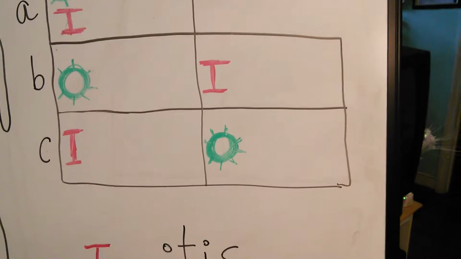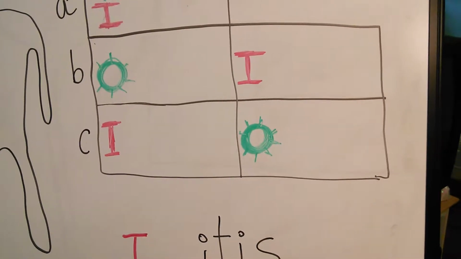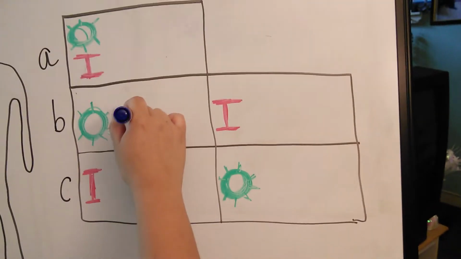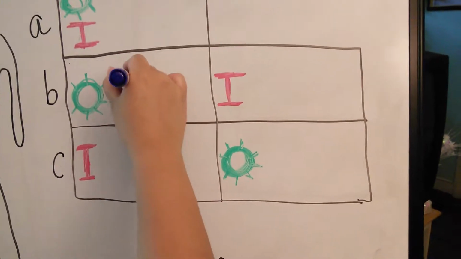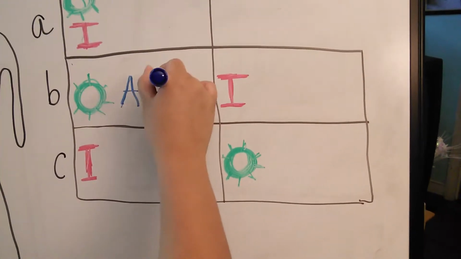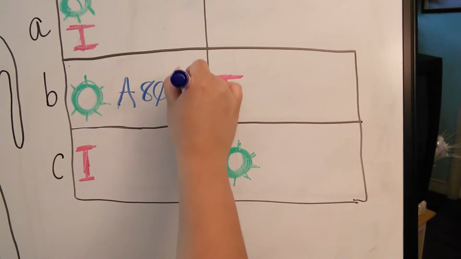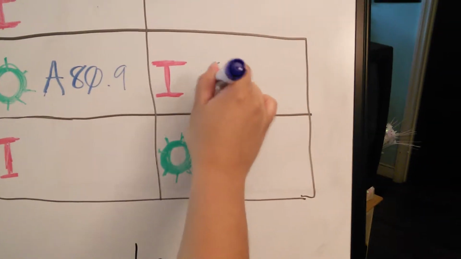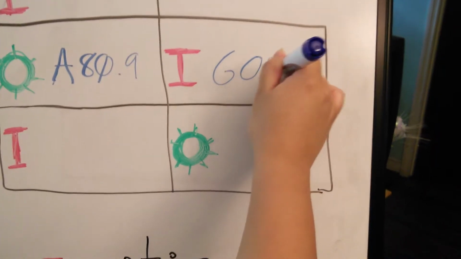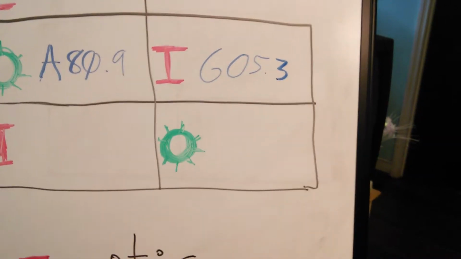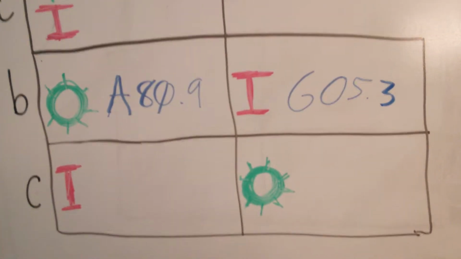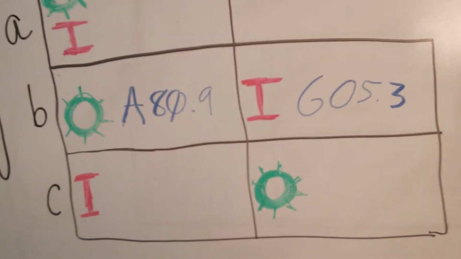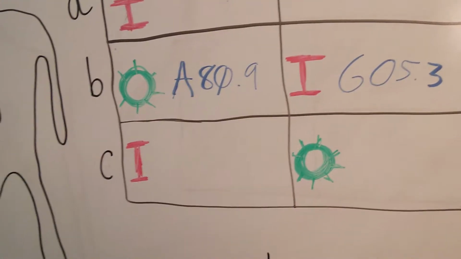What is our code? Our code is A80.9. That will be the virus. And the infection is G05.3. Okay, there it is. That's the code: A80.9 and G05.3. Now we're going to have to check this with the tabular, right?